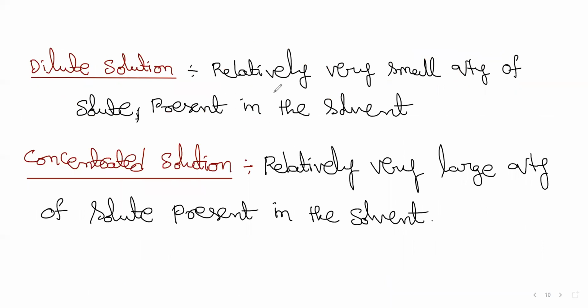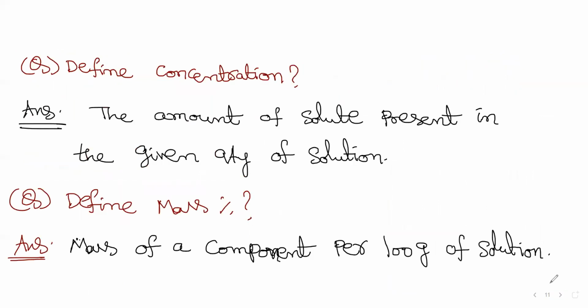Dilute solutions have a relatively very small quantity of solute present in the solvent. So that is called a dilute solution. Concentrated solution means a relatively very large quantity of solute present in the solvent. Next, let's go to the next slide. Define concentration. The concentration is the amount of solute present in a given quantity of solution. Define mass percent. Mass percent is the mass of a component per 100 grams of solution.